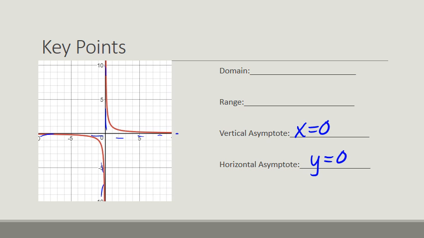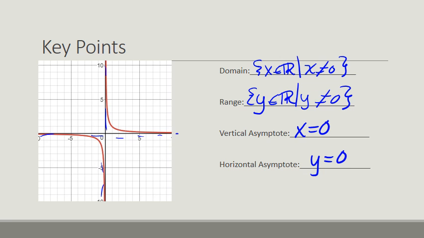Our domain is going to be all real numbers except for when x equals 0. So that's how we would write it. And our range is going to be y is an element of the reals such that y does not equal 0. So those are some key things to understand with these functions.